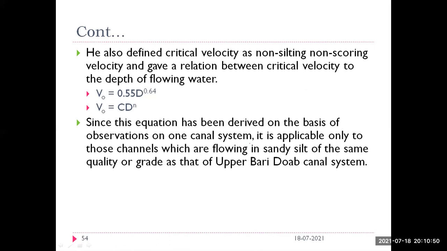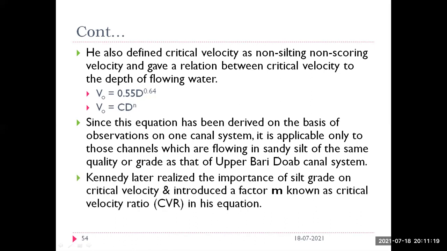So you cannot apply this equation to channels flowing in a sandy silt of a different quality or grade than that of the Upper Bari Doab canal system. You can apply it only to those canal systems which are similar to the Upper Bari Doab canal system, that is, which carry a sandy silt. You cannot apply this equation to any other canal system.